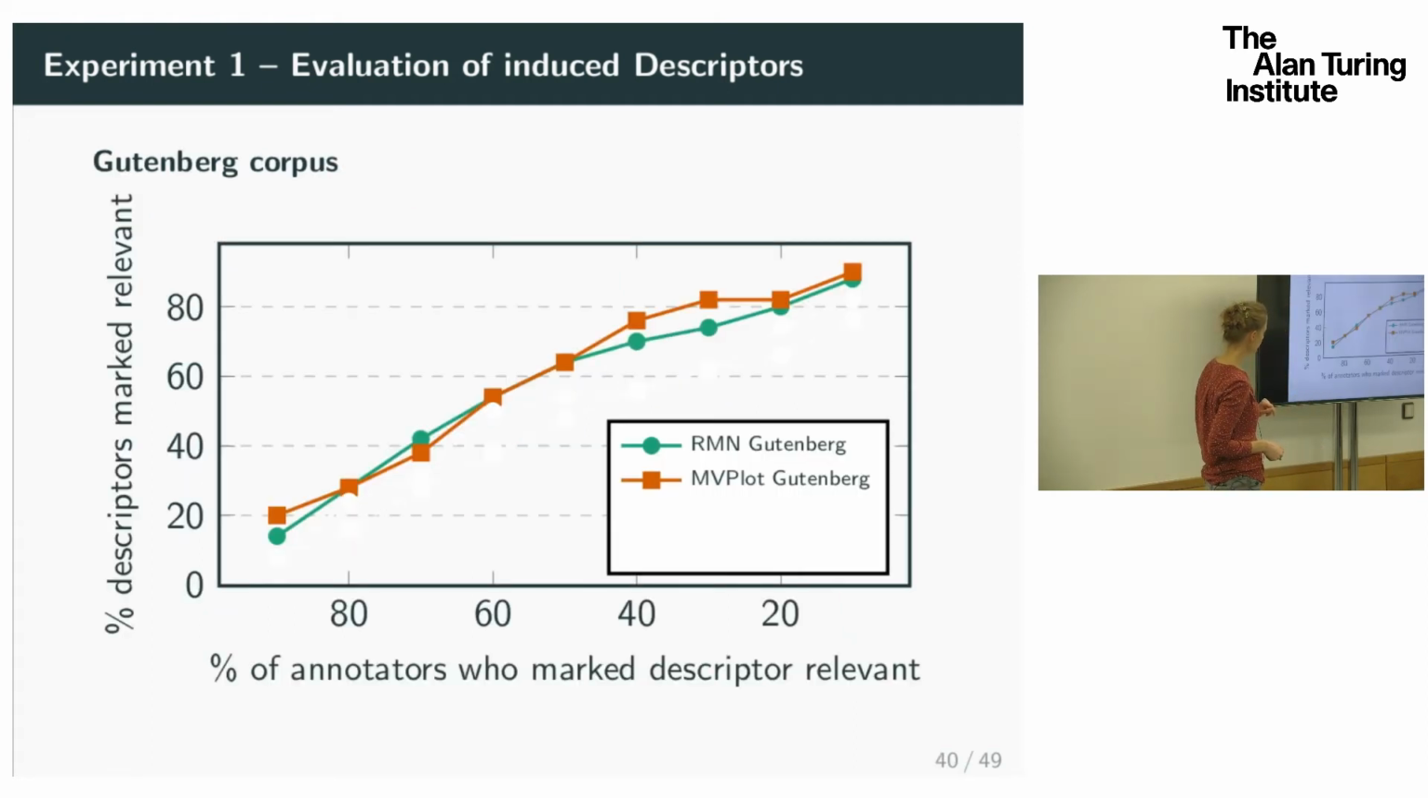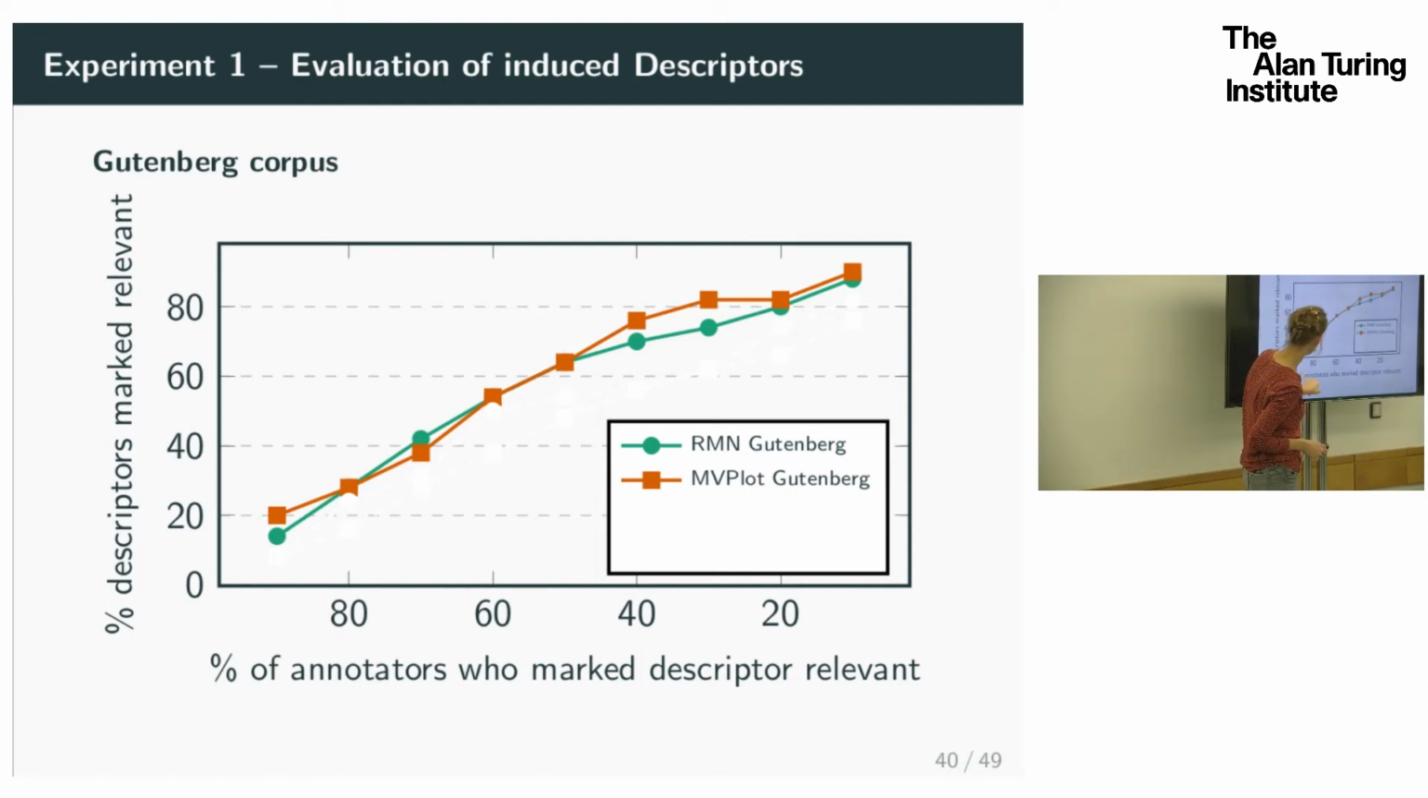And here are the results. So these are results for the original RMN model and our own model trained on Project Gutenberg data. And here we show which percentage of annotators rated which percent of descriptors as relevant. So a large percentage of annotators found only very few descriptors relevant, but like 50% of all the annotators found about 50% of all the descriptors relevant. So this gives you a general idea of the overall quality, but what you should actually see in this graph is that the 2 lines look very similar.